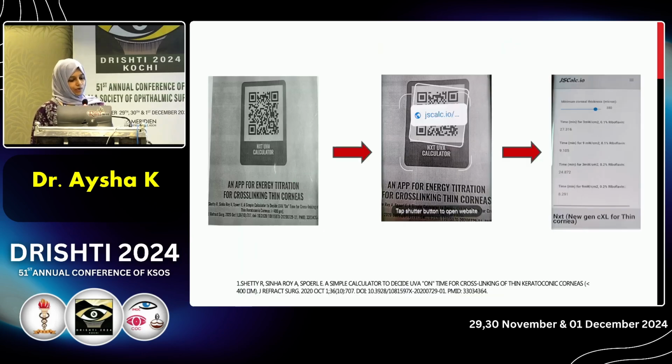This is the app QR code. We can scan the app on our mobile, and here we can enter the pachymetry value of the patient. Then we will get the irradiation time according to the pachymetry value of the patient.